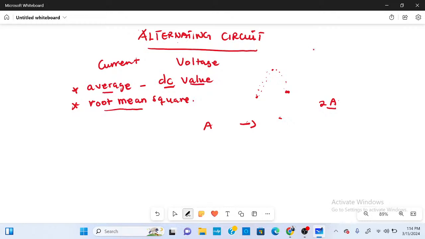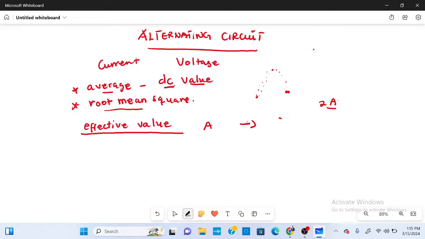So root mean squared is also the effective value. Effective value. So this is a necessary parameter which we'll be using throughout our AC circuit analysis. So we always use the effective value of our AC current or AC voltage. So let's see. For the effective value, we are saying that this is the value.